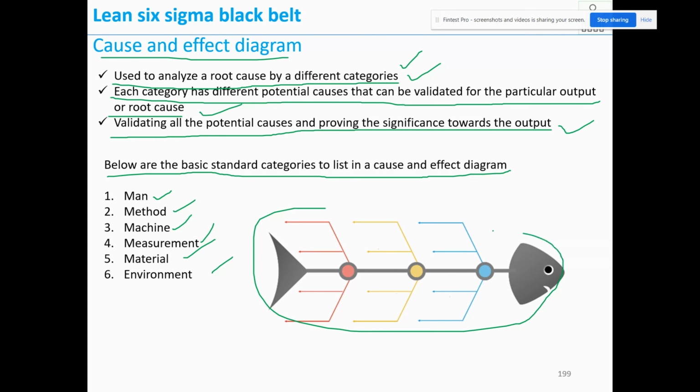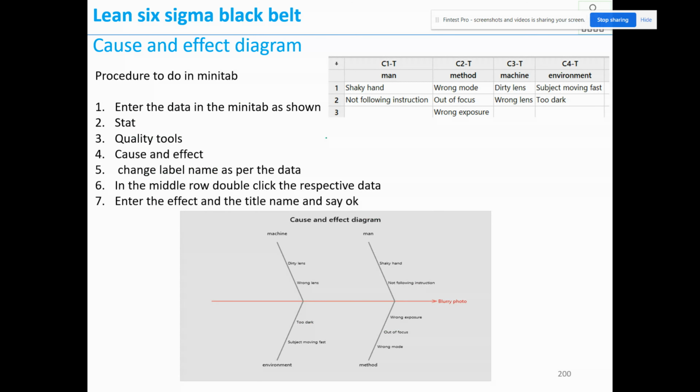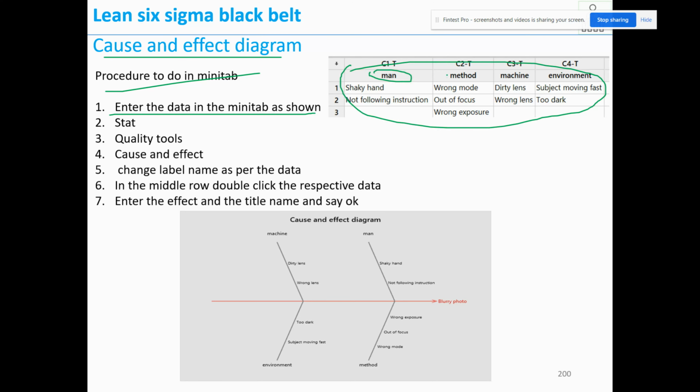So this is how a complete cause and effect diagram will look like. So these are the six broad or general categories that we use conventionally. Now, how to create a cause and effect diagram in Minitab? Enter the data in Minitab as shown. Like this, we have to enter. So man is a category, method, machine, and environment is a category. These are the sub potential causes for this category.